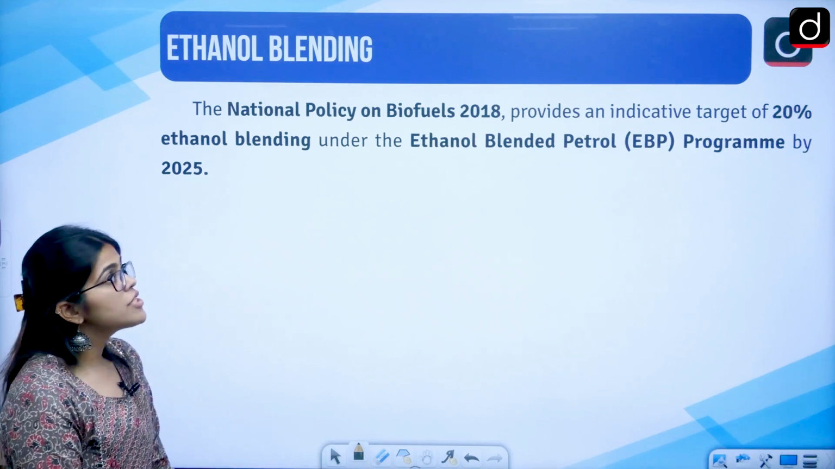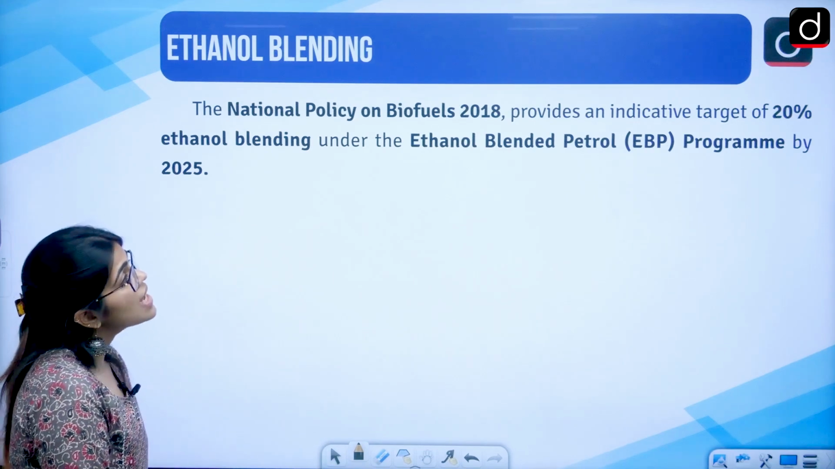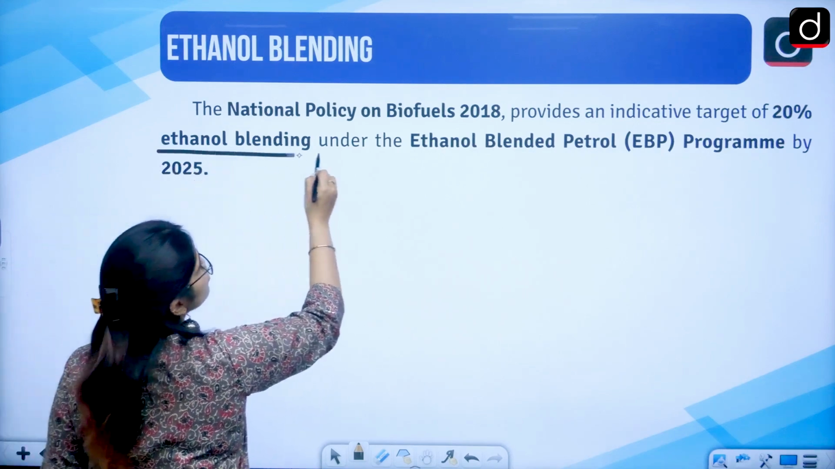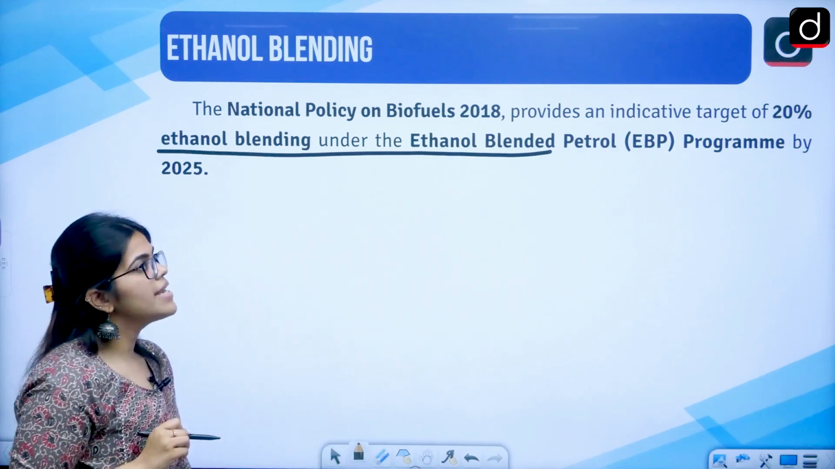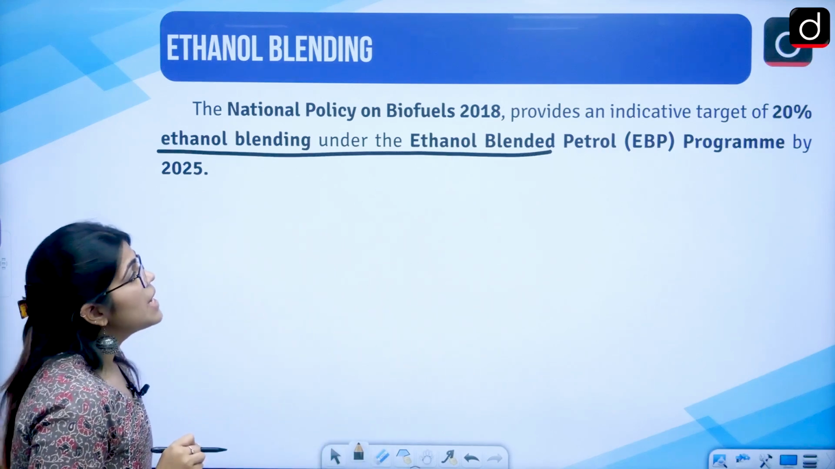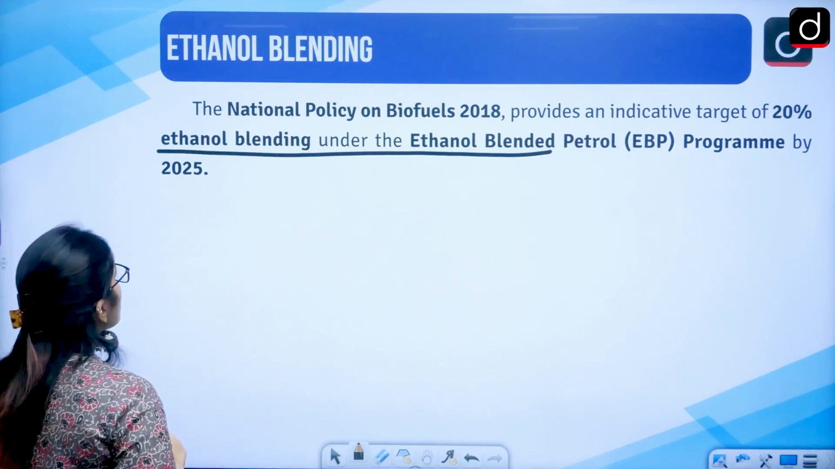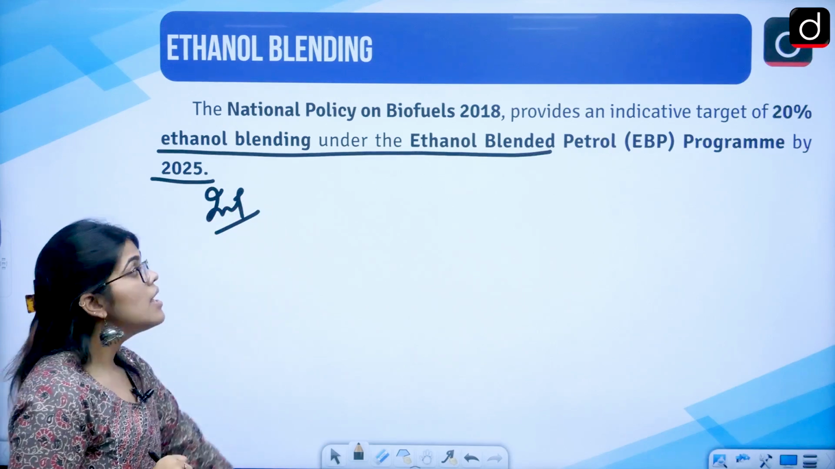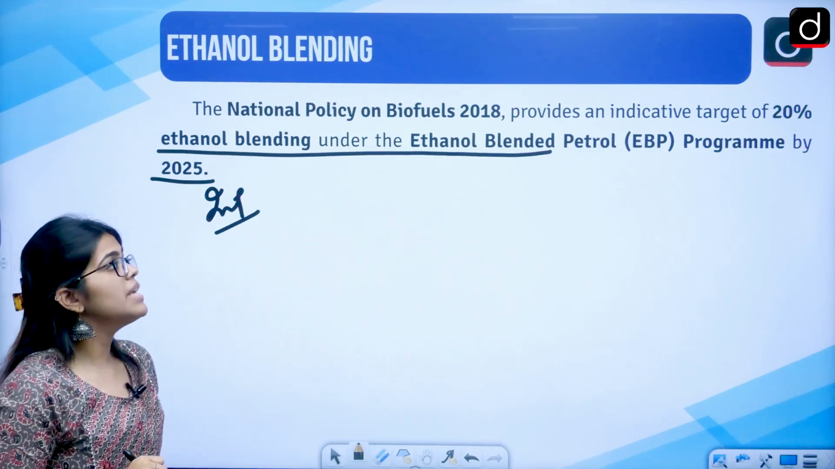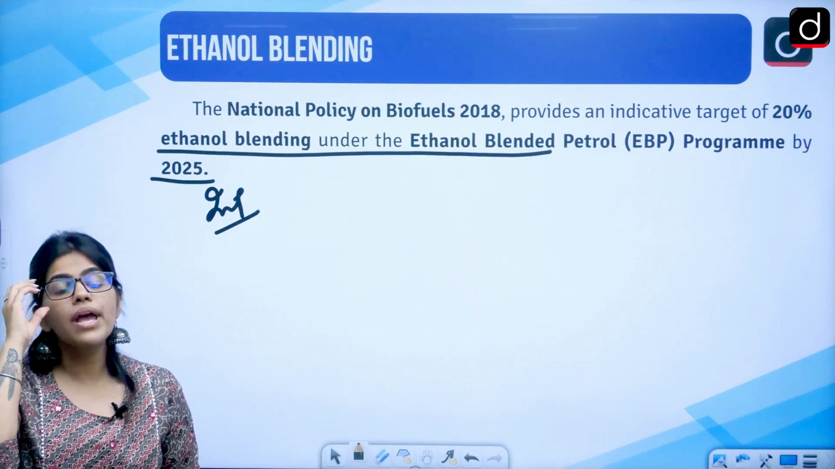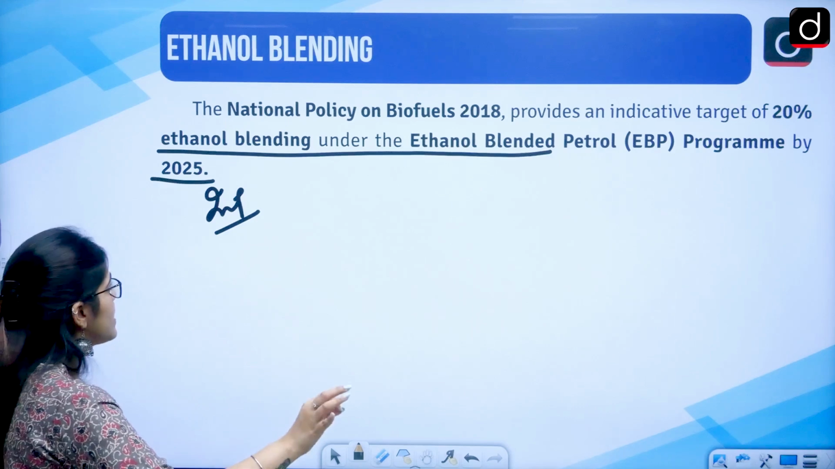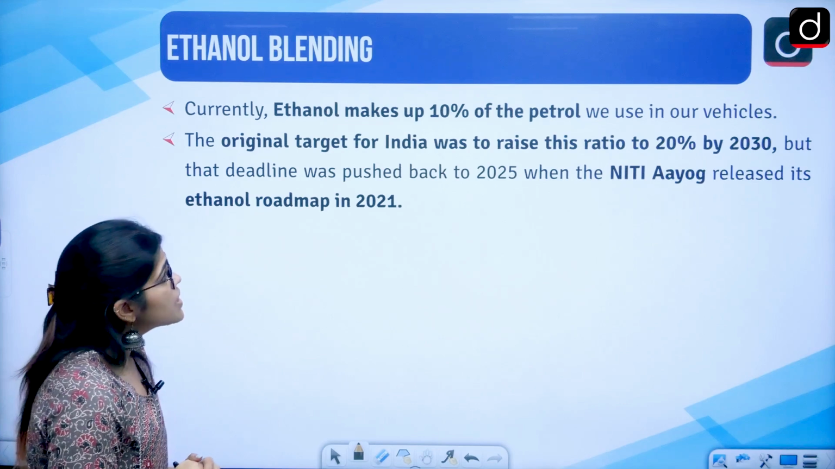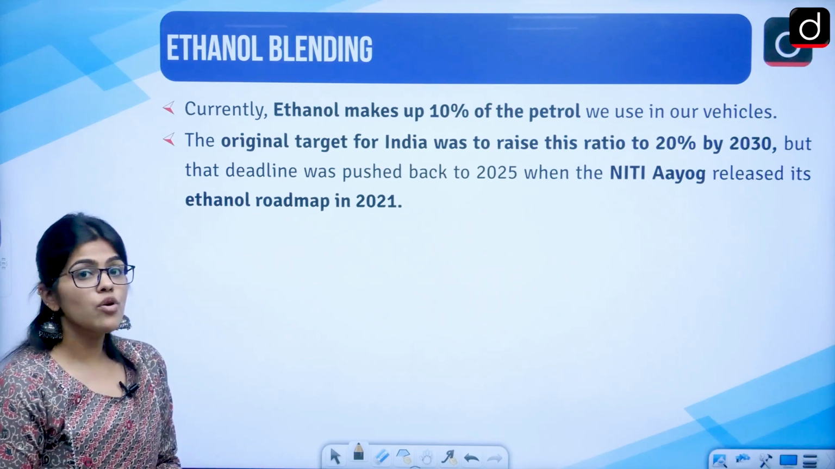Hence, the National Policy on Biofuels that came out in 2018 said that we have a target of 20% ethanol blending under the Ethanol Blending Petrol, that is the EBP program, by 2025. And this is important. They can ask this in the paper as well. The Ethanol Blending Petrol program said that we will be doing about 20% blending till 2025. Currently, ethanol makes up 10% of the petrol we use in our vehicles.